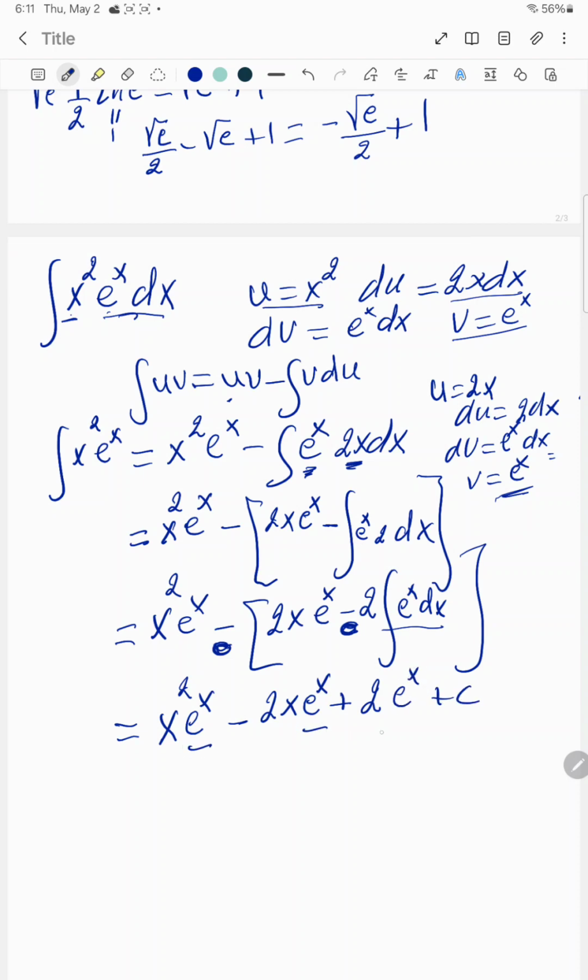And I look here, I have e^x in all three terms. I can factor out my e^x, so it is equal to e to the power x times (x^2 minus 2x plus 2) plus c, and that would be my final answer. Let's do another exercise.